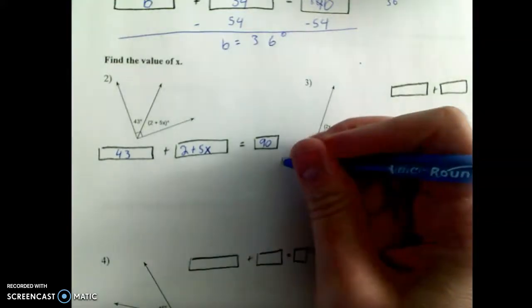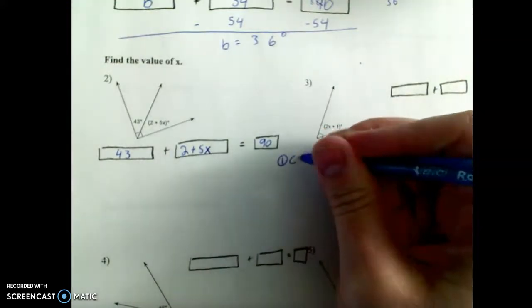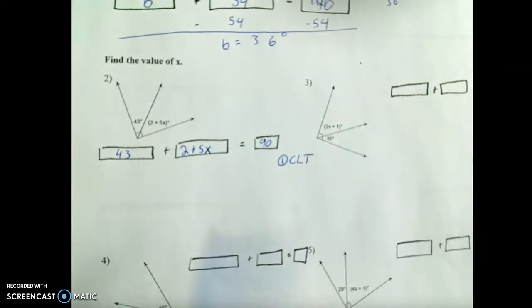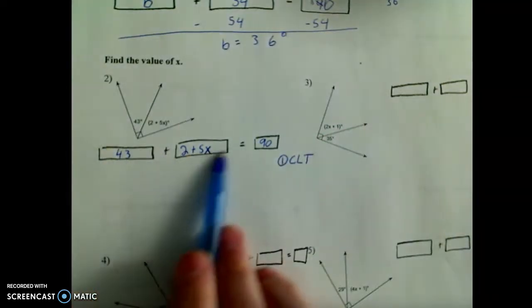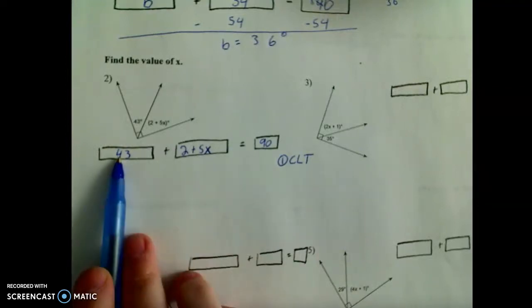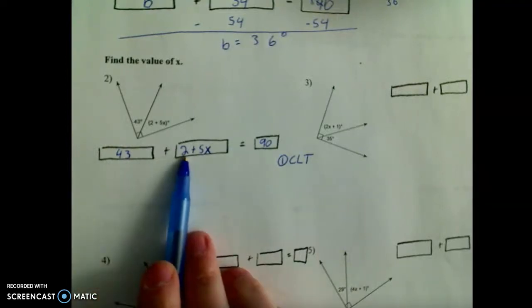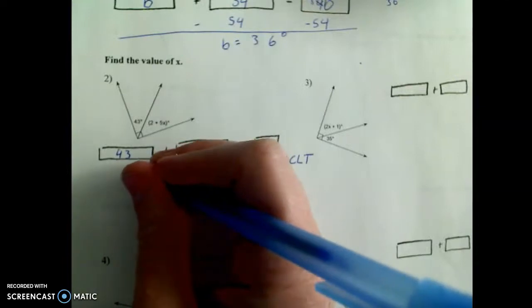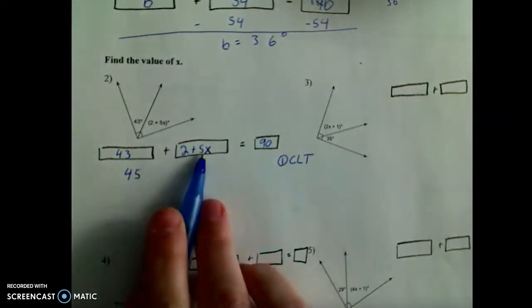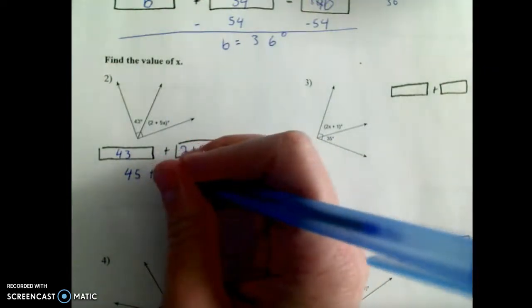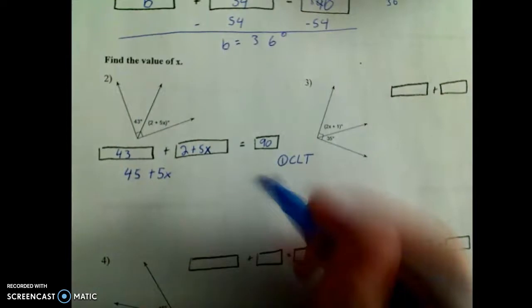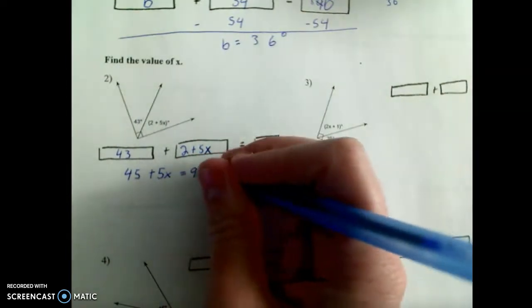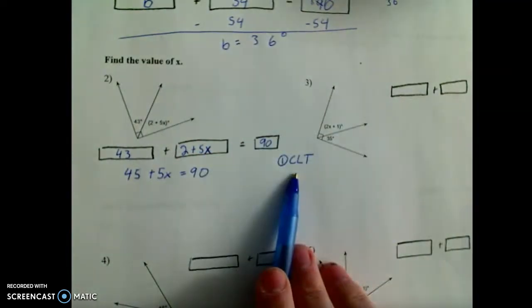The first one, you're going to need to combine like terms. Look over here. I have a 43 and a 2. They both do not have variables. So I'm going to combine those into the number 45. The x term does not have any friends, so I'm just going to bring it down. And still is equal to 90. There, I've done my very first step.